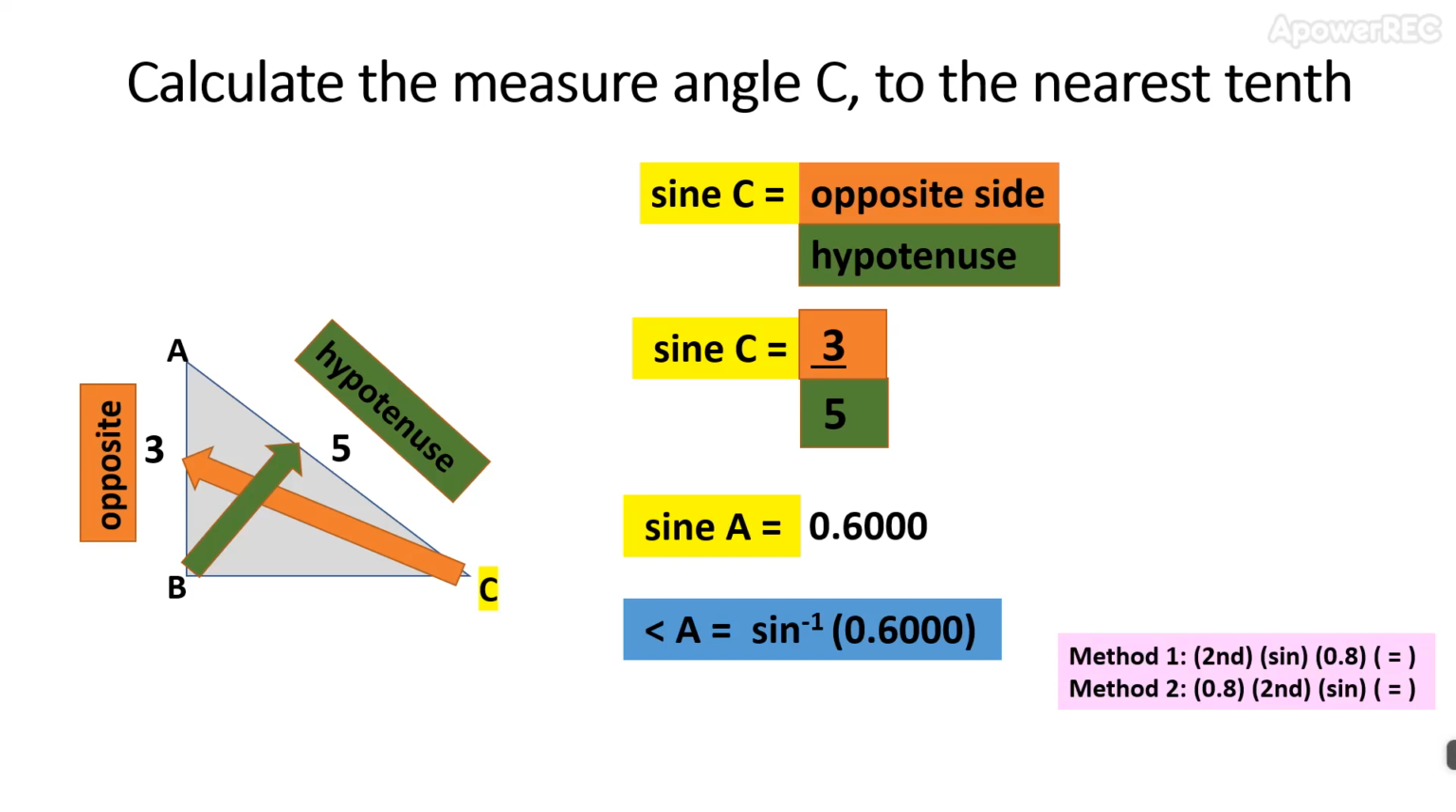Or you may have to use method 2. You may type in 0.6 into your calculator, press the second function button, then press the sine button, then hit the enter equals button, and you should get angle C is equal to 36.9 degrees.